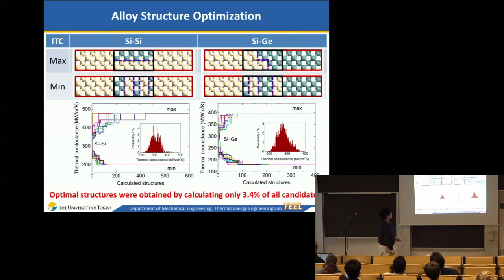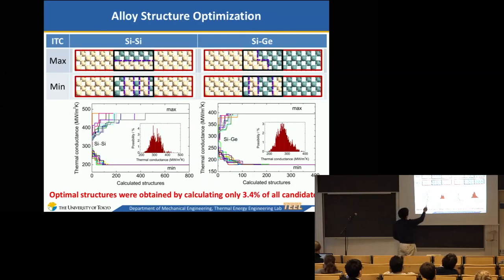And this is the result. Basically, the left hand side represents the result for silicon leads, and the right hand side you have silicon germanium leads. And this panel shows how Bayesian optimization worked. The x-axis is the number of calculated structures, and the y-axis shows the best thermal conductance obtained so far. What you can see is that after several hundred computations, you could get optimal ones, right? And on average, you could get optimal structures using only 3.4% of all candidates. And this is a result for maximum thermal conductivity. When you look at it, it's kind of regular.